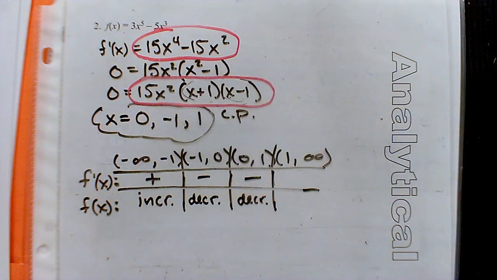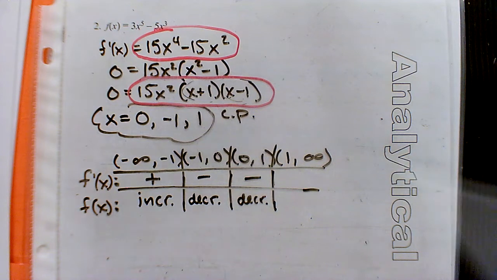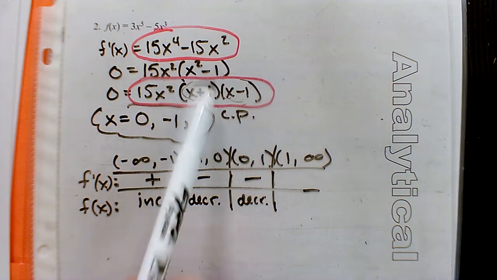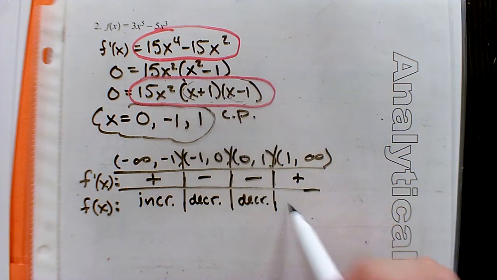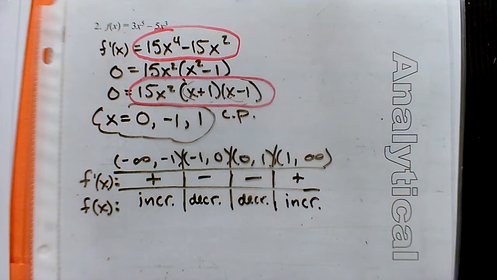And any number you want between 1 and infinity. Maybe 2. Positive, positive, positive, all multiplied together would be positive. So original function is increasing. Are we okay with that chart setup? How it operates?